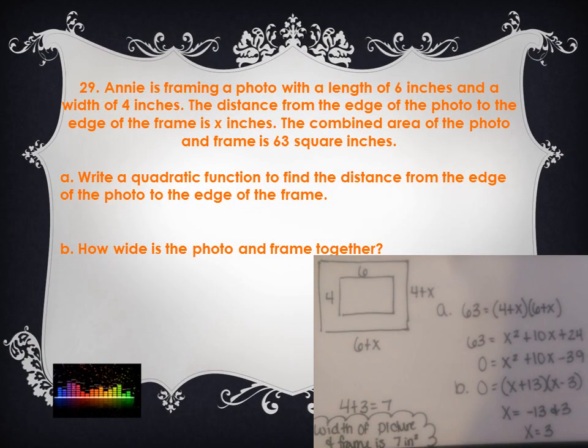For this one, it helps to draw out a picture. It says Annie is framing a photo with a length of 6. We're going to draw a small picture. We have 6 for our length, and it says a width of 4. So we have a 4 by 6 picture in the middle. Then it says it's framed.